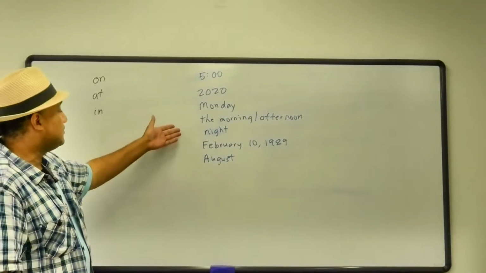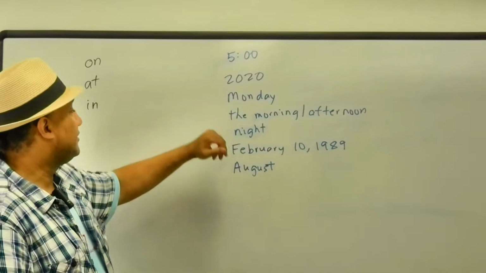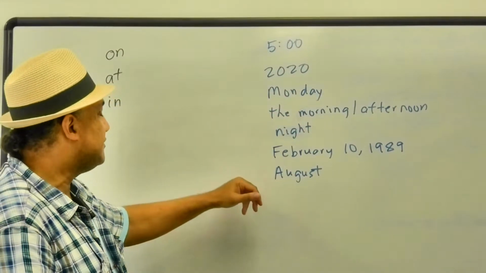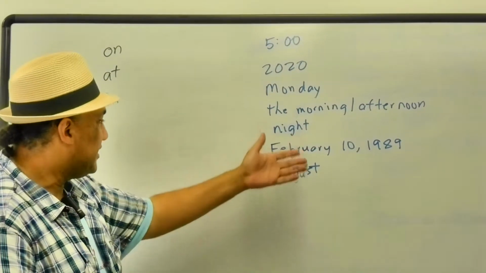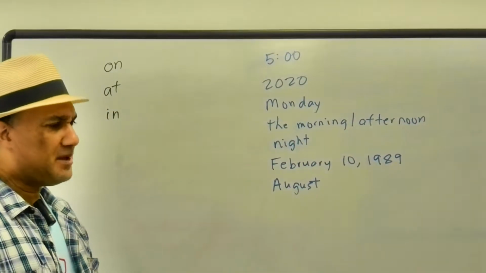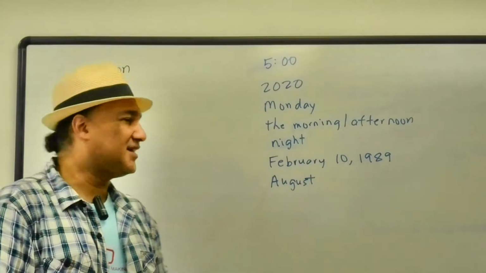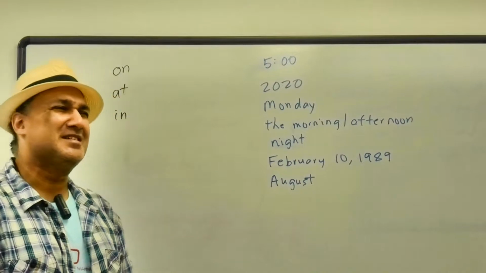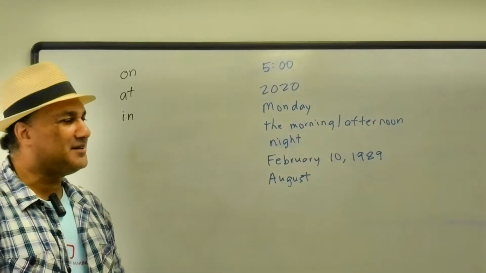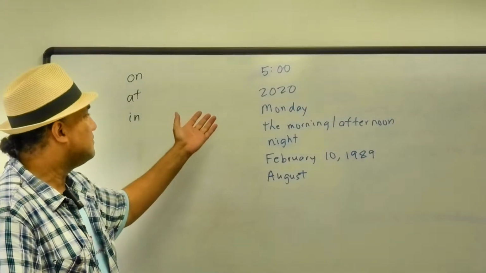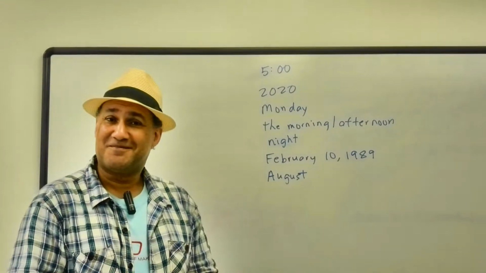And here are some examples of different times. 5 o'clock, 2020, Monday, the morning or the afternoon, night, February 10th, 1989, and August. So you might be racking your brain sometimes thinking, okay, 5 o'clock, which preposition? Is it in? Is it on? Is it at? So, what do you think? Which one should it be?